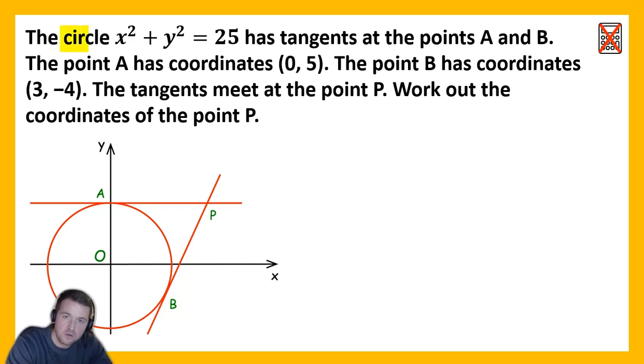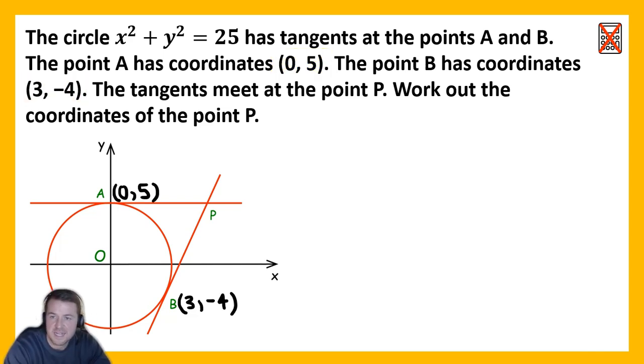We have another circle in the form of x squared plus y squared equals 25, and this time we have multiple tangents which touch the circle at 2 points of A and B. The point A has coordinates (0, 5), and the point B has coordinates (3, negative 4). The tangents meet at the point P, and we need to work out what the coordinates of this point are.